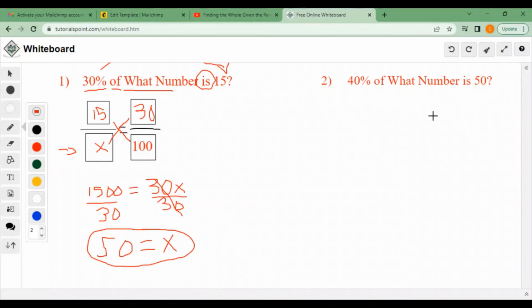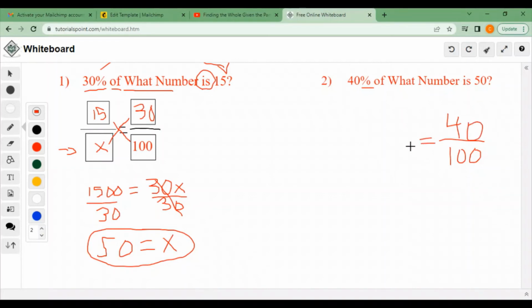Number 2, similar question. It says 40% of what number is 50? Well, I see that percent right there, so I already know it's going to have to be over 100. 100 is always in the bottom of the fraction. We call that a denominator, if you remember from pre-algebra. We put 100 at the bottom always because it's the total, and 40% means 40 out of 100. So you want to put that 40 where the 100 is.